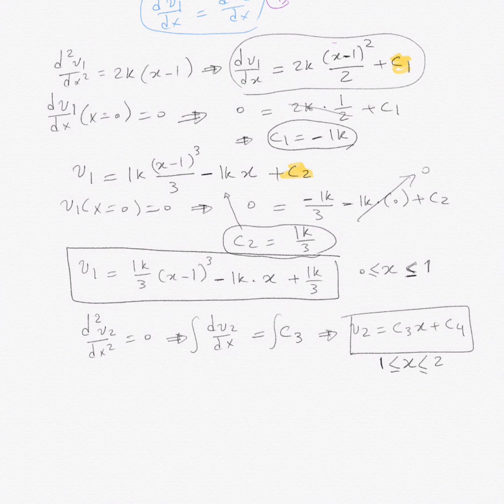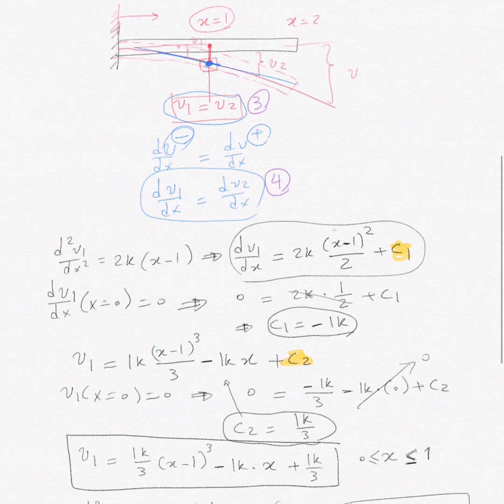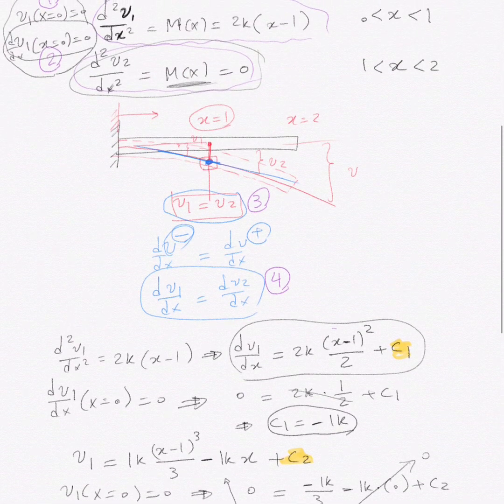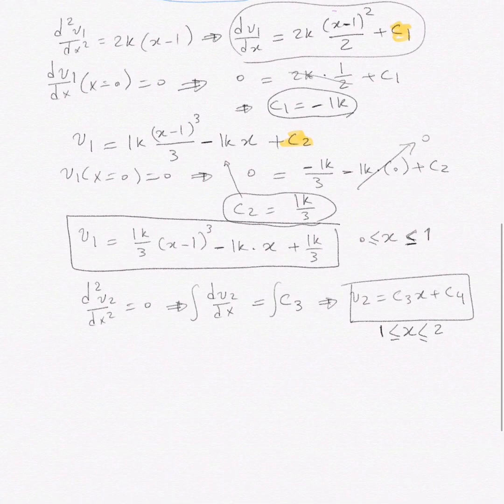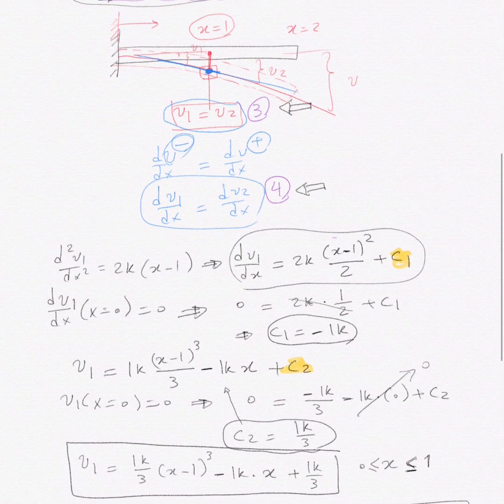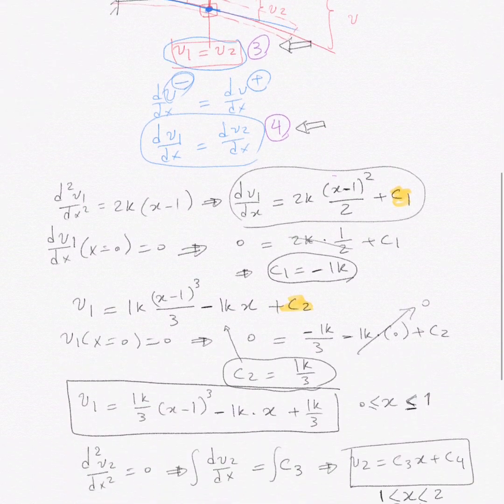But the question is, do I have c3 and c4? The answer is no. But how many boundary conditions do I have? Or how many conditions do I have? Well, look at here. Equation number 3 and equation number 4. So I have two additional equations, two unknowns here, c3 and c4, then I can solve it. So the first equation, equation number 3, says v1 is equal to v2 at point 1.